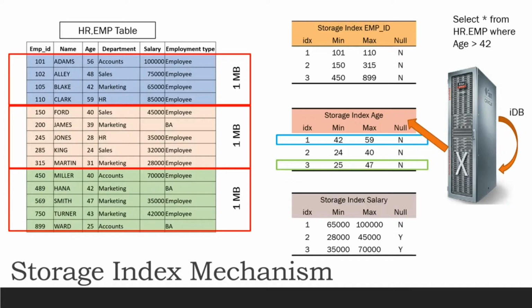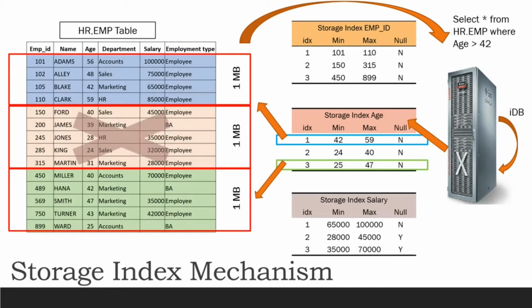In our case, we are looking for age greater than 42. In the first and third blocks, you have values that can be matched. It may not be exact, but they can contain the data, which is 42 to 59 and 25 to 47. In the second disk storage unit, you don't have any matching records, so that is completely skipped. So the storage server goes to the first and third disk storage units, pulls all the corresponding data, and returns it. This way it eliminates the disk storage units that do not contain the data, thereby improving the performance.